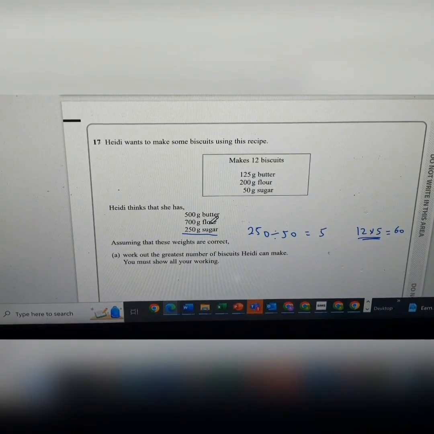Okay, and then for the flour, she's got 200 grams of flour versus 700 grams of flour that she thinks she has. So 700 divided by 200 grams is 3.5. So 12 times 3.5.